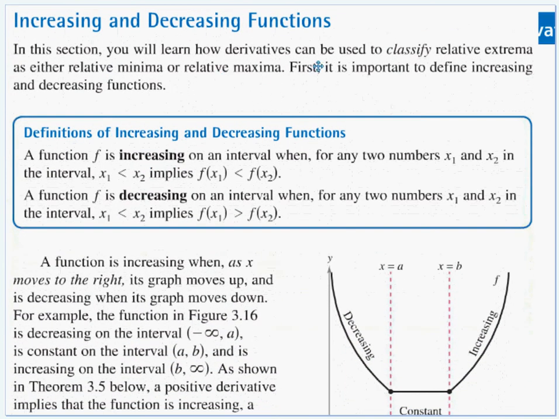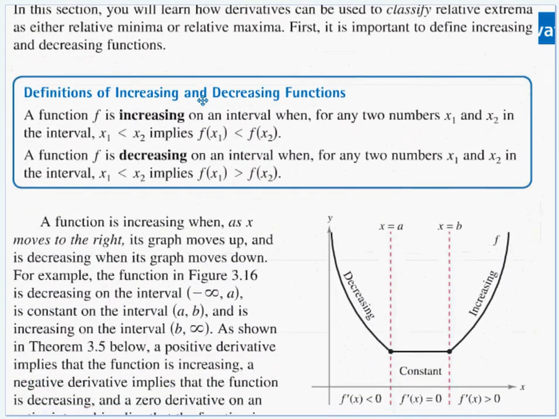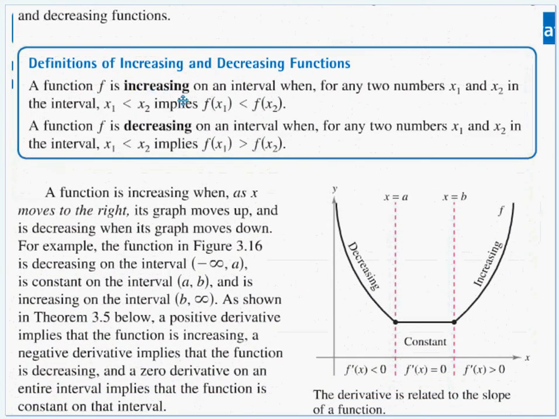In this section, we will learn how derivatives can be used to classify relative extrema as either minima or maxima. Relative min or max, maybe not the global, but we'll find the peaks and the valleys. First, it's important to define increasing and decreasing functions. It says here a function f is increasing on an interval when, for any two numbers x sub 1 and x sub 2 in the interval, x sub 1 being less than x sub 2 implies that f of x sub 1 is less than f of x sub 2.